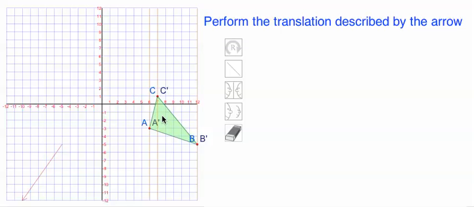Let's do the same thing with this shape. 1, 2, 3, 4, 5, like that. And then we move down 1, 2, 3, 4, 5, 6, 7. So we're going to do the same thing with the shape. Go down 7. 1, 2, 3, 4, 5, 6, 7.